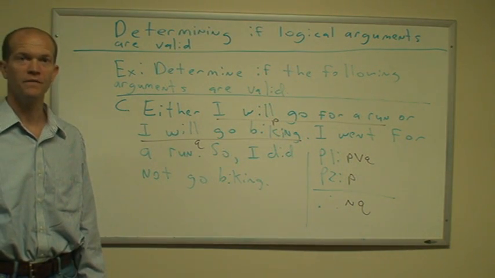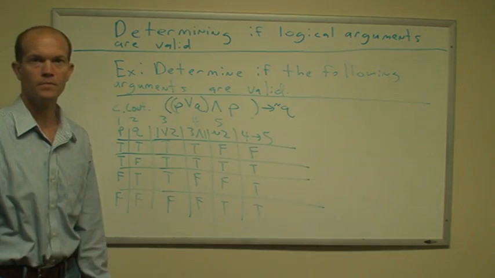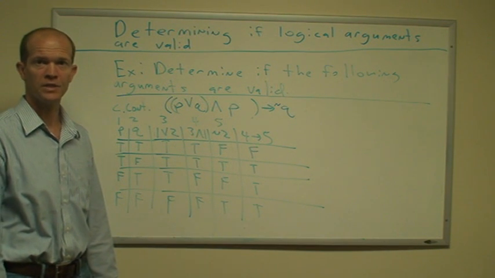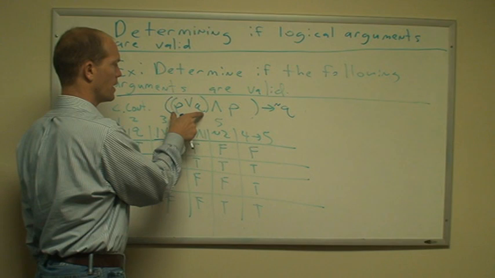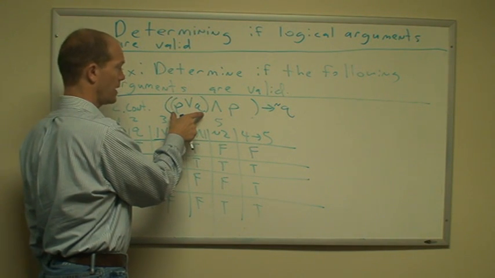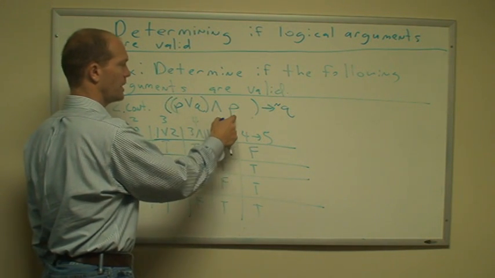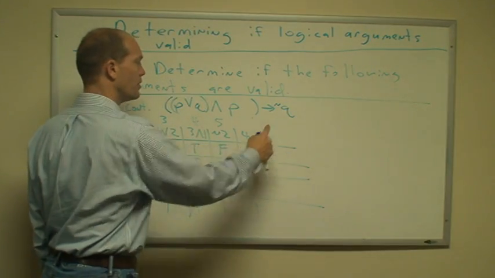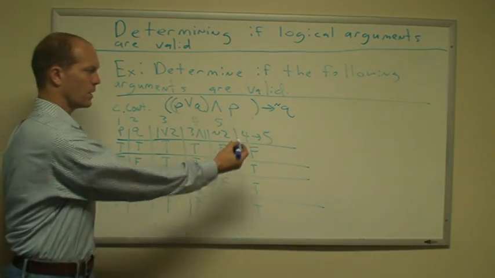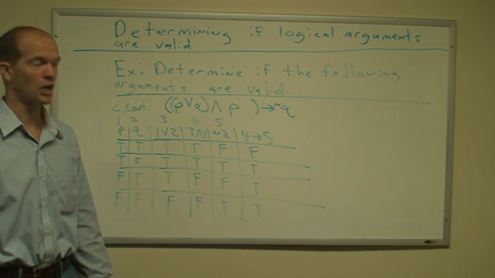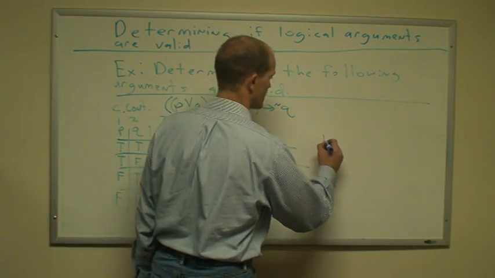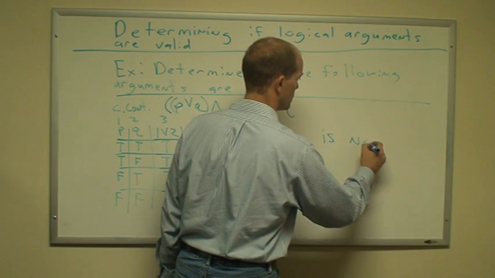Next, we'll determine if this argument is valid. In this example, we need to consider if the statement, if the quantity P or Q and P, then not Q, is a tautology. Looking at the truth table, the final column is not all true, so the statement is not a tautology, and the argument overall is not valid.